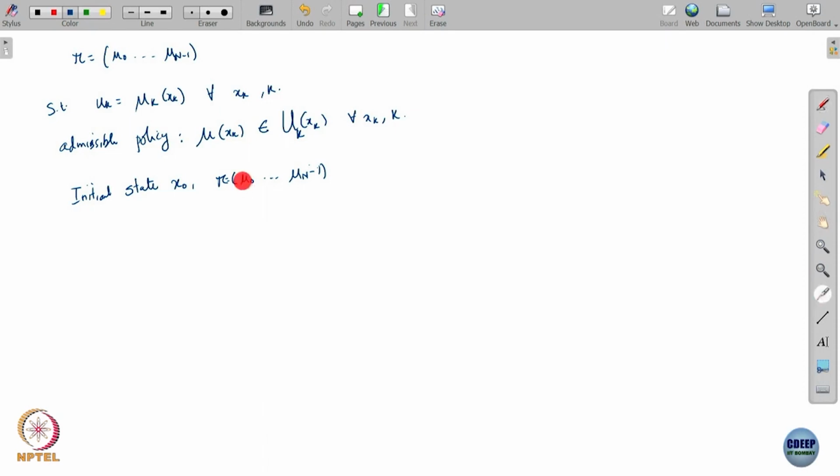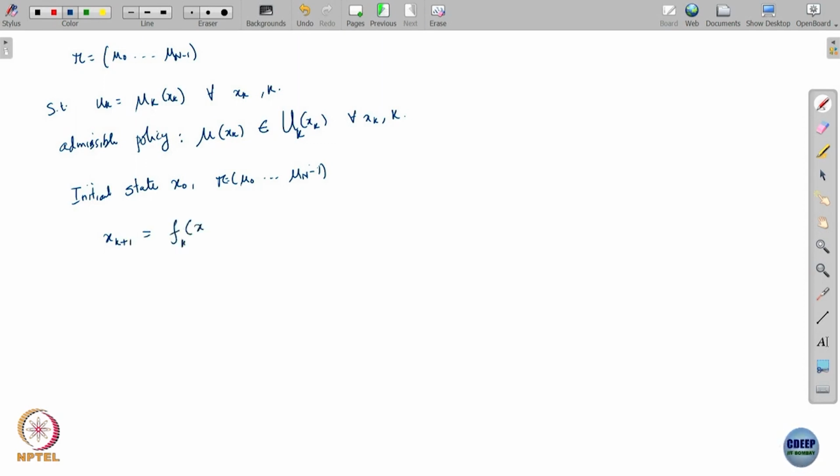So, it takes the policy at time 0 to decide the action to be taken at time 0, which would be u 0. U 0 then feeds into the state dynamics, and what we get from there is that you get the state at time 1.